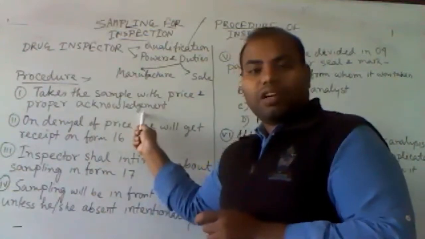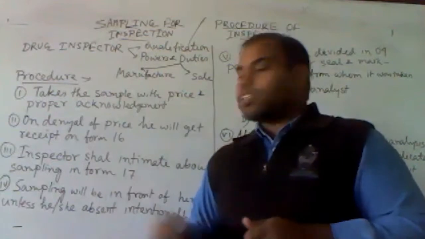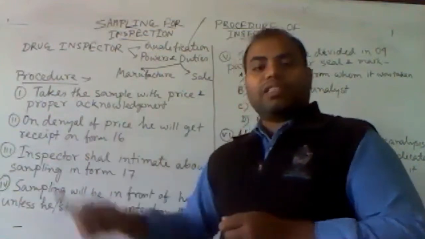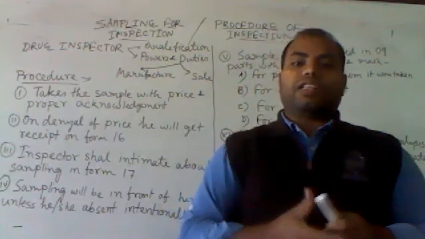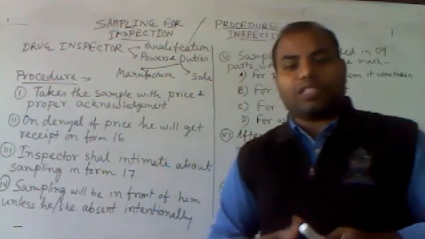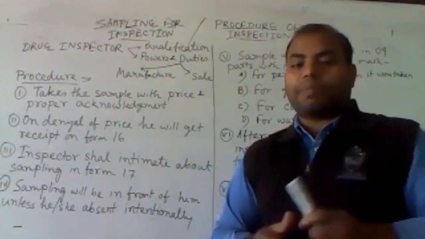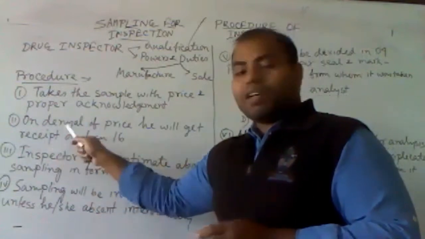If he takes the price of the sample at a fair price, then he will receive a proper acknowledgement. Otherwise, on denial, that means if he or she from whom the sample has been taken for inspection refuses to take the price, then he will receive a receipt on Form 16.